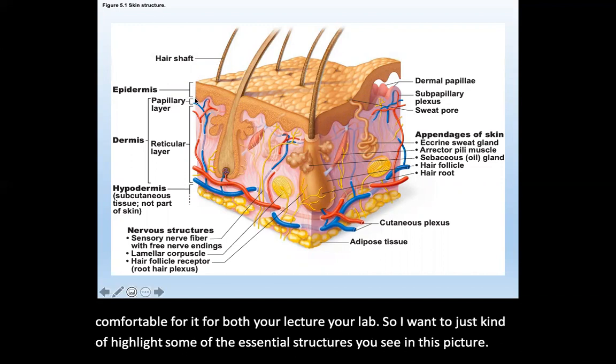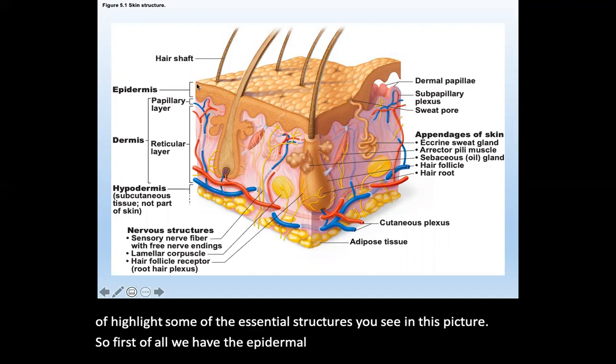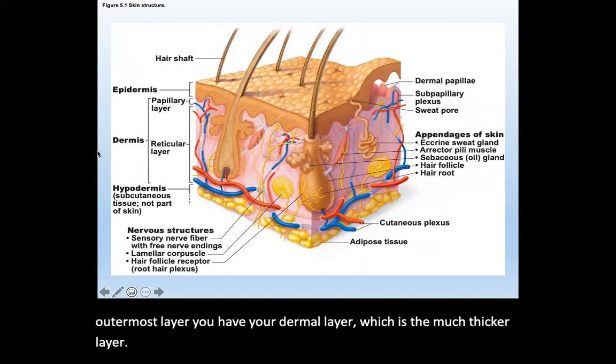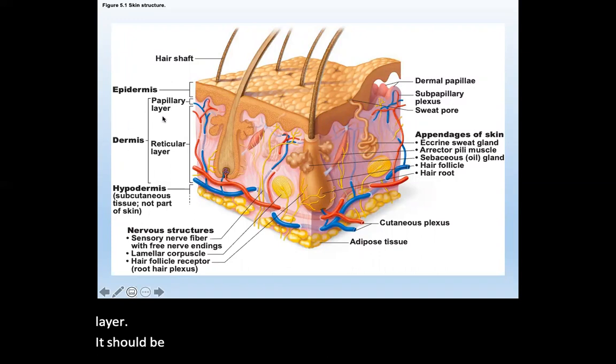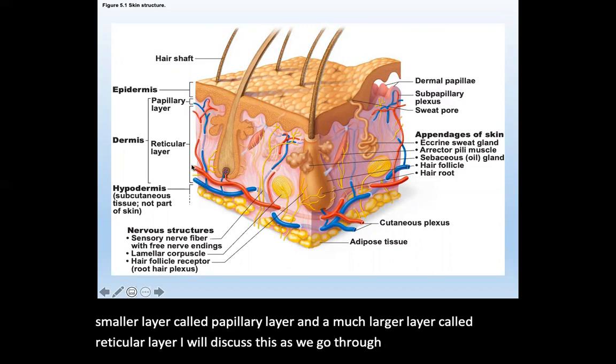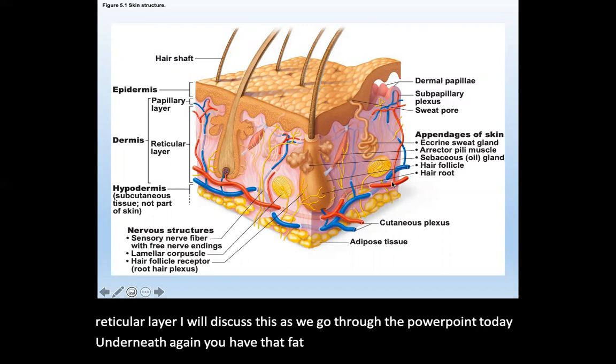So first of all, we have the epidermal layer or epidermis, which is the outermost layer. You have your dermal layer, which is the much thicker layer. It should be noted that the dermal layer or dermis is made up of a smaller layer called the papillary layer and a much larger layer called the reticular layer. I will discuss this as we go through the PowerPoint today. Underneath, again, you have that fat layer, which is your hypodermis or your subcutaneous layer.